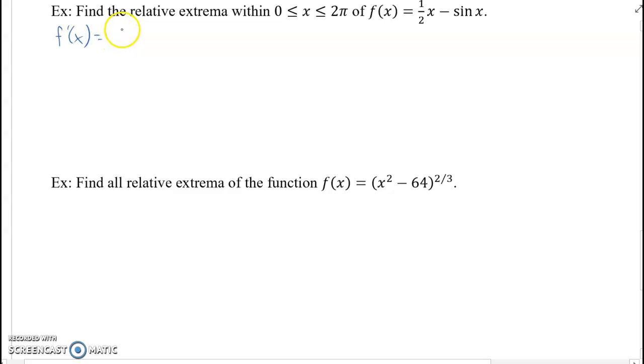The derivative of that first term is 1/2. The derivative of the second term is negative cosine of x. We will set that equal to 0 to find our critical numbers. Add cosine of x to the other side.